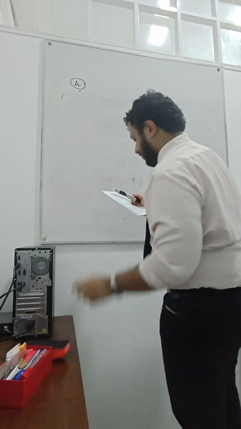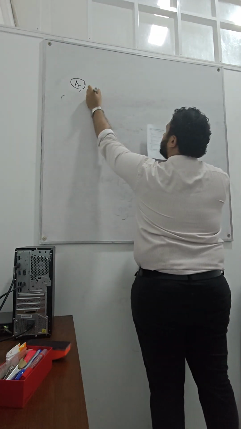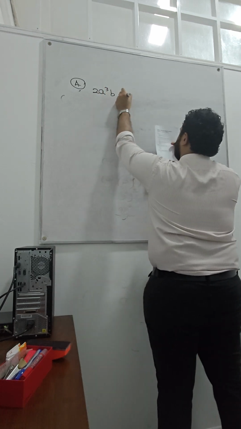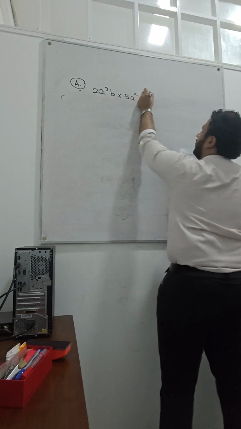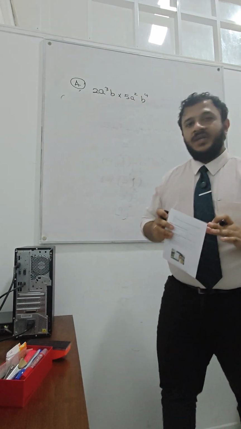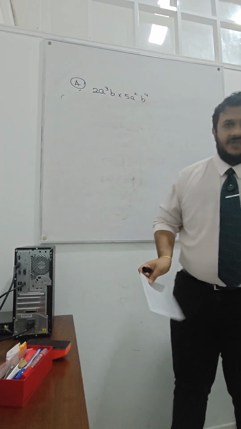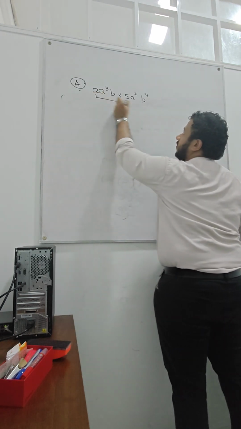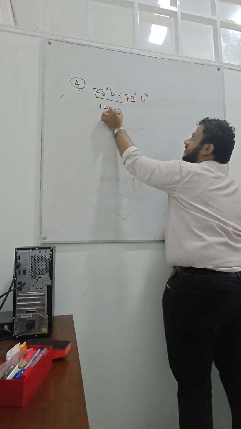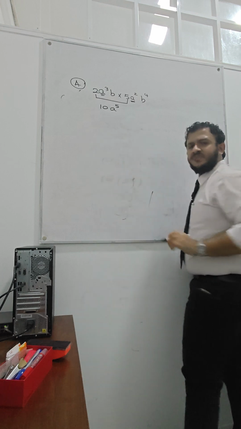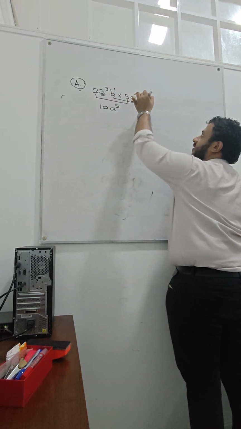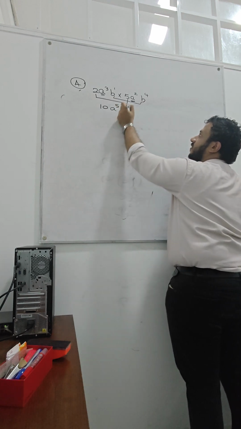So question number 2, let's go question by question. First one, it says 2a to the power of 3b times 5a to the power of 2b to the power of 4. Now, when we have something like this, what did we do? We multiplied the numbers together, then term wise we did it. So 2 times 5, how much is that? That's 10. A to the power of 3 and a to the power of 2, that's a to the power of 5. Just b means what? No power means there's 1 power. b times b to the power of 4, that's b to the power of 5.